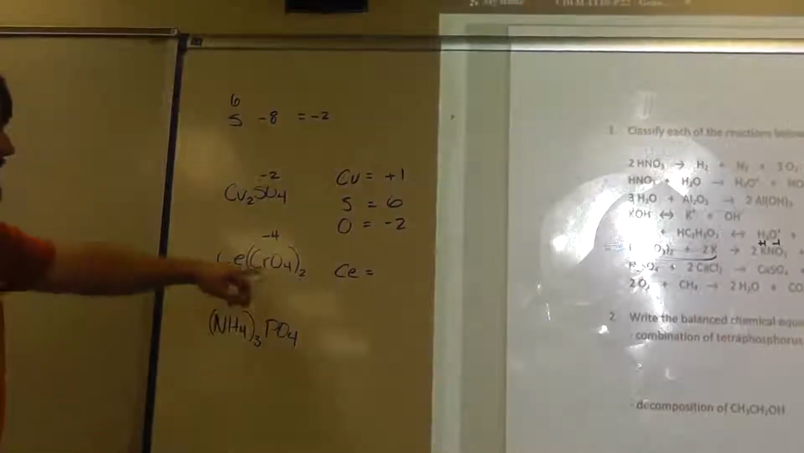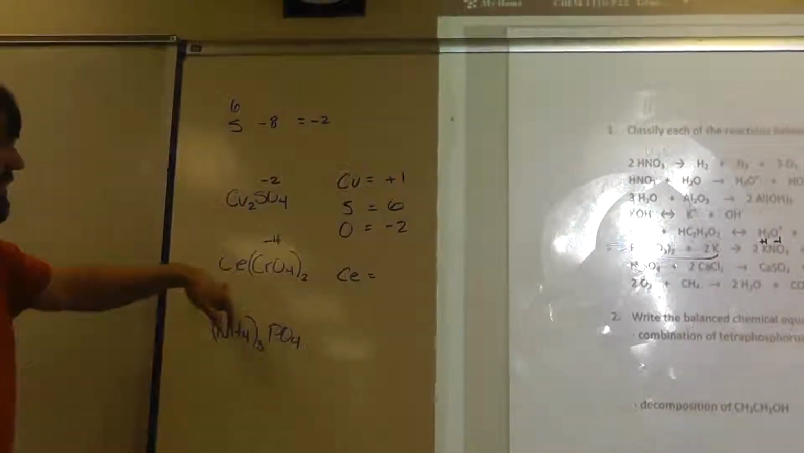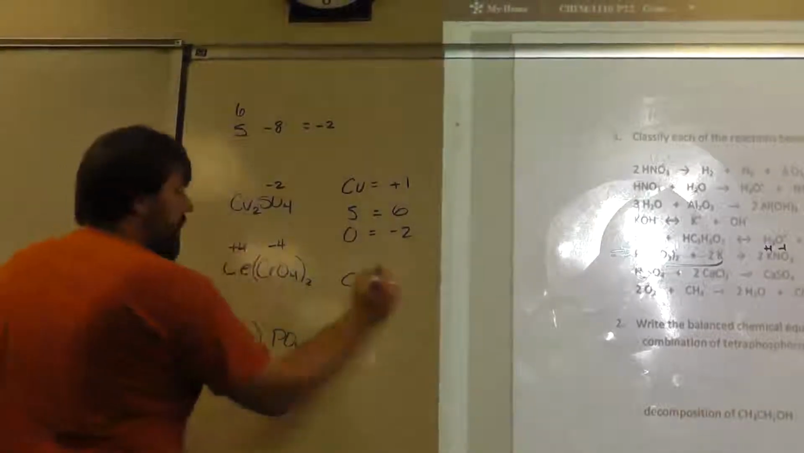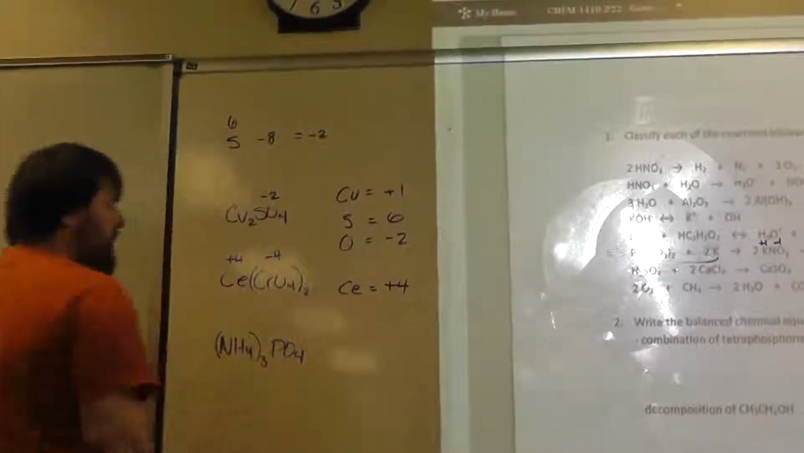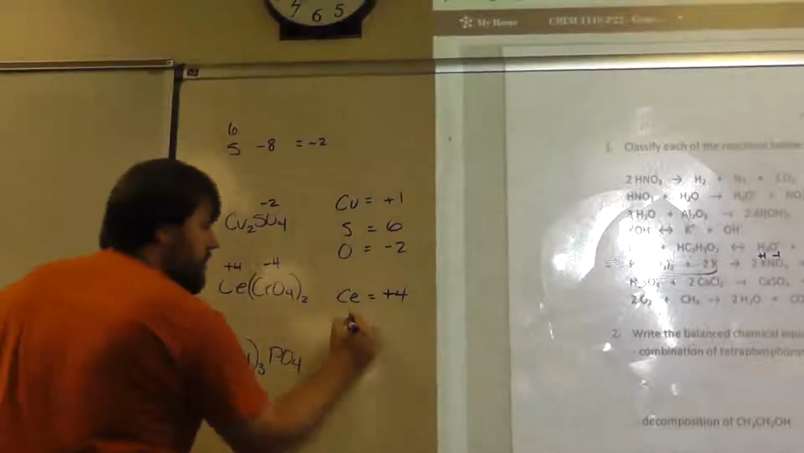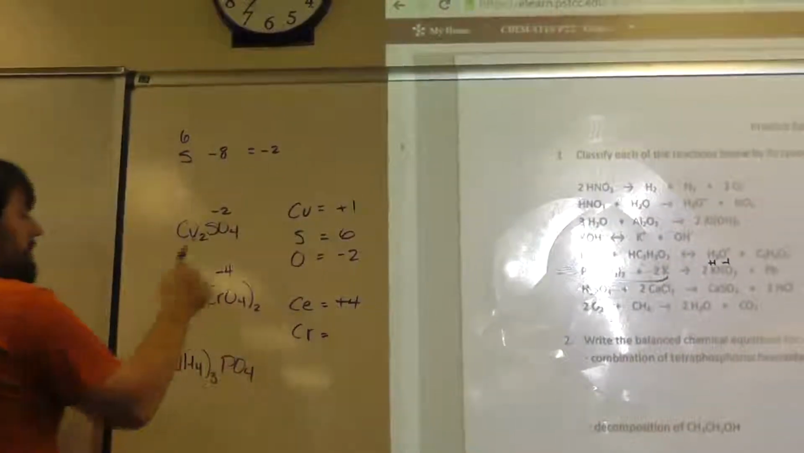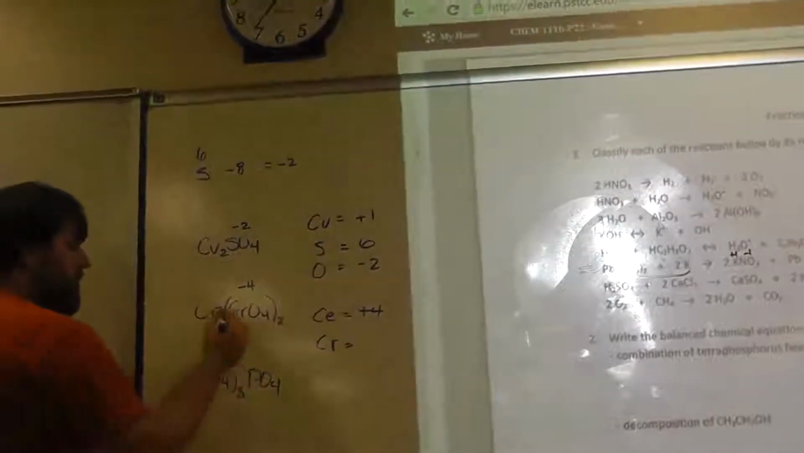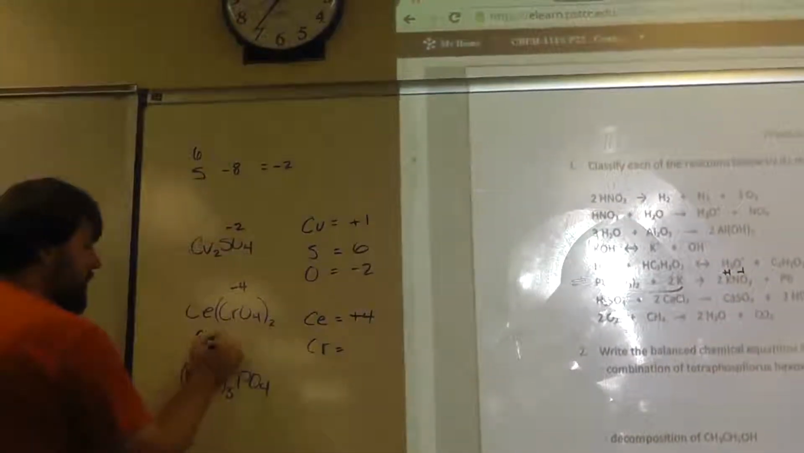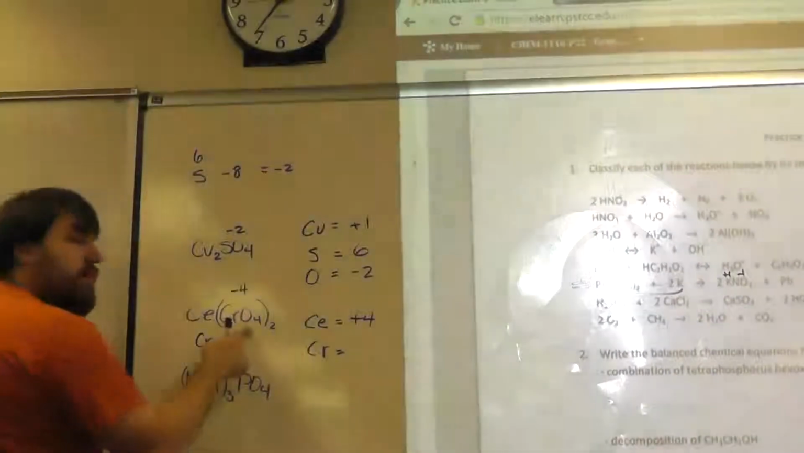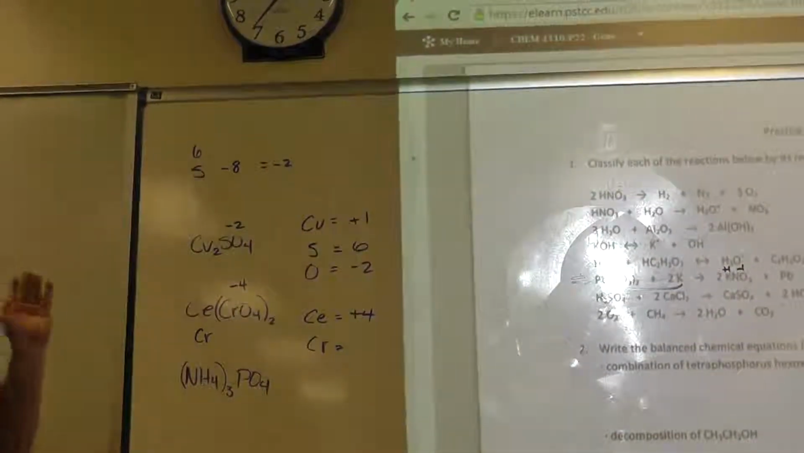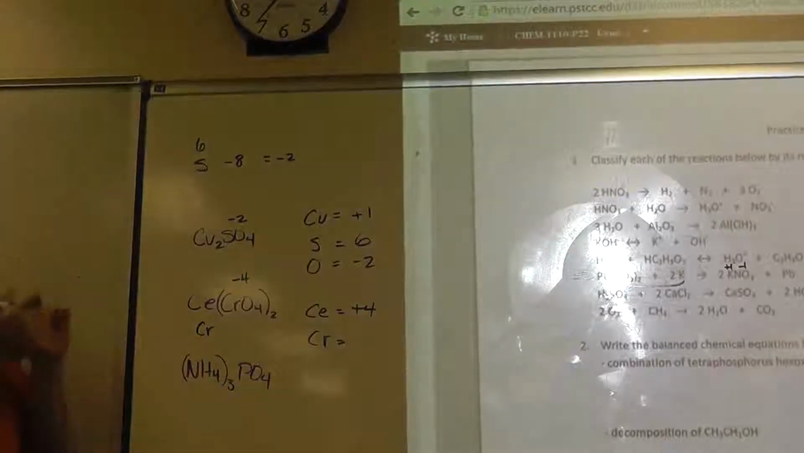Okay. So if this half is -4, what does the cerium have to be? +4 to balance that. Now you can solve for the chromium piece the same way we did the sulfate piece here. If you're solving for the chromate, we don't know what it is, but we still know the oxygen, right? Just do one chromate. Don't try to do both pieces. You can do both pieces, but just do it as one chromate.